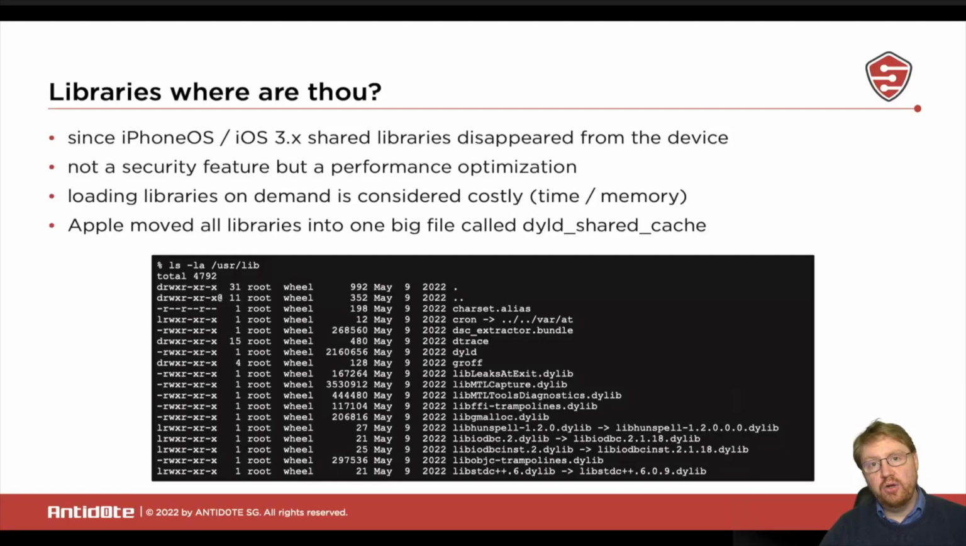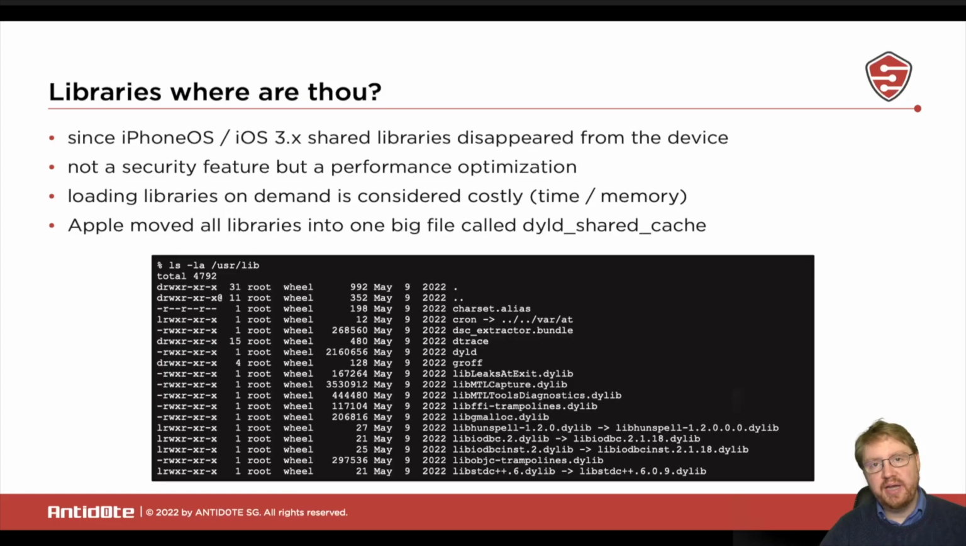So when you look at any iDevice since iOS 3, or also on newer macOS, you will realize that all, or let's say nearly all, of the dynamic libraries have disappeared from the device. They're no longer found in the user lib directory. So the question is, where did they go? What happened is that Apple took all the shared libraries and put them together into one big file. And this file is called the dyld shared cache.